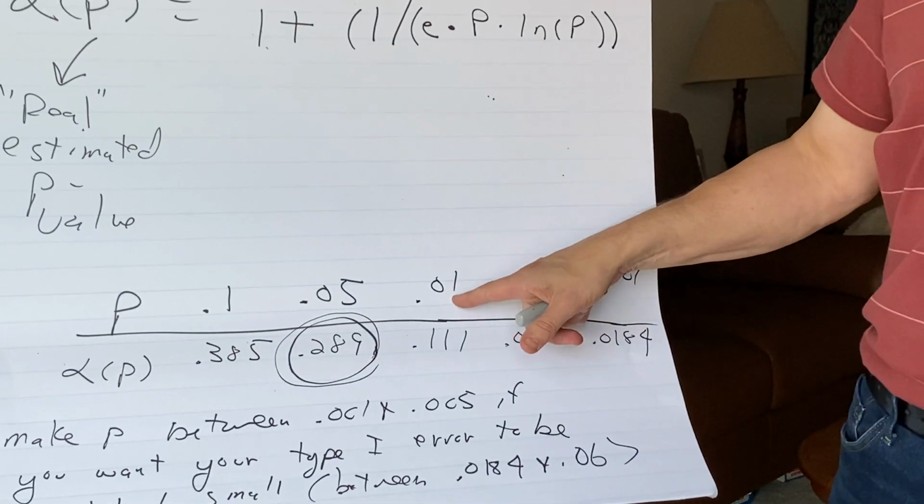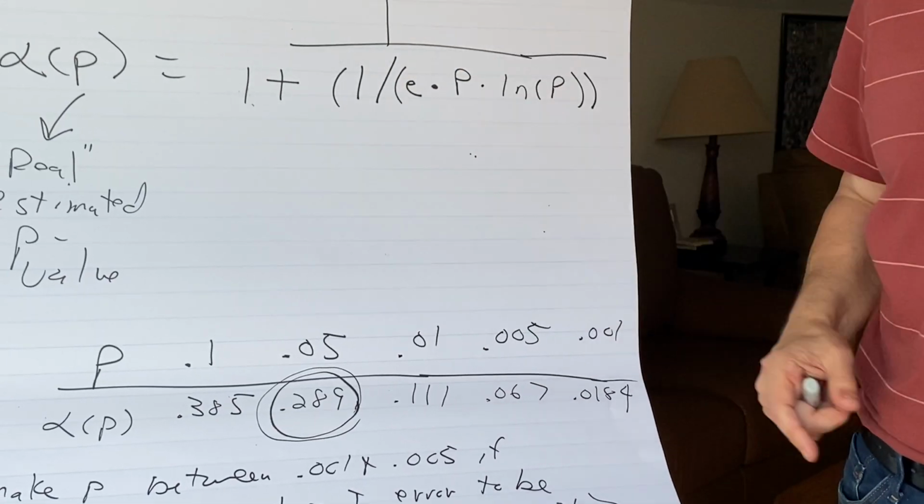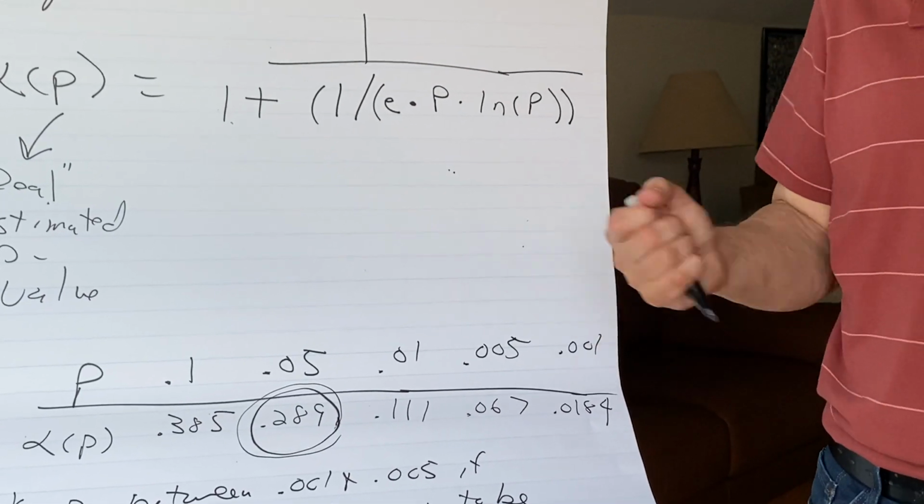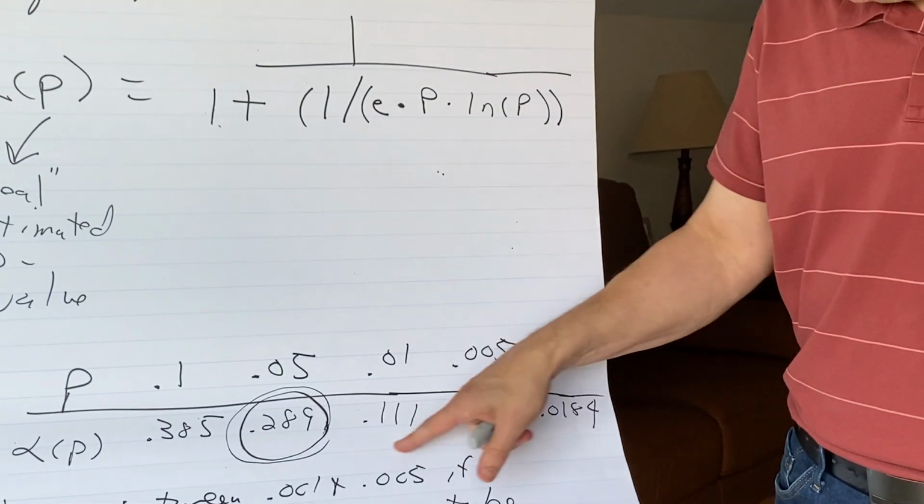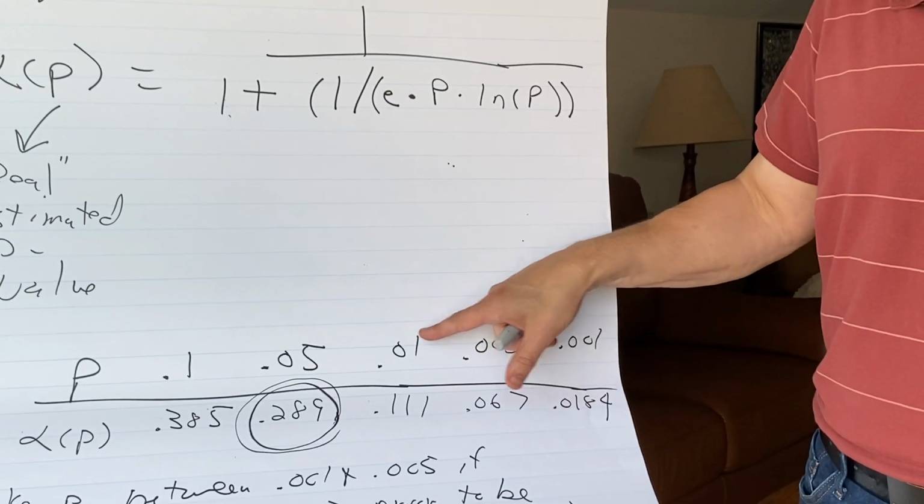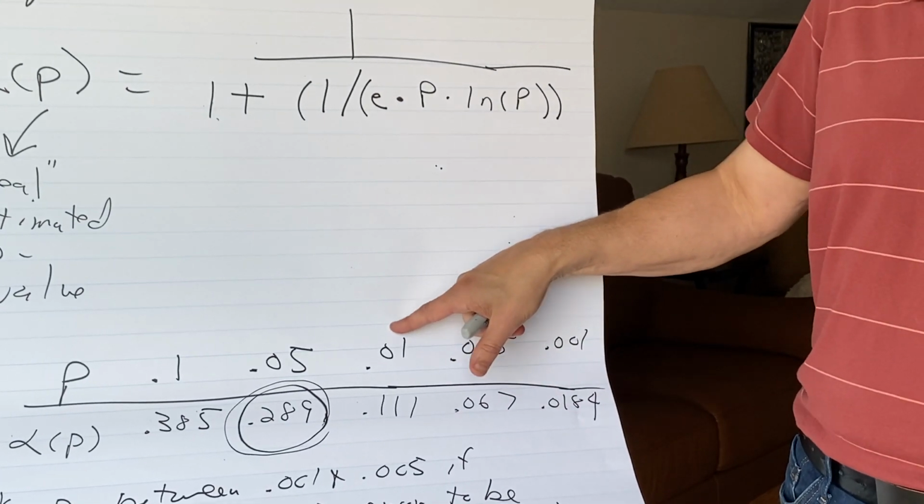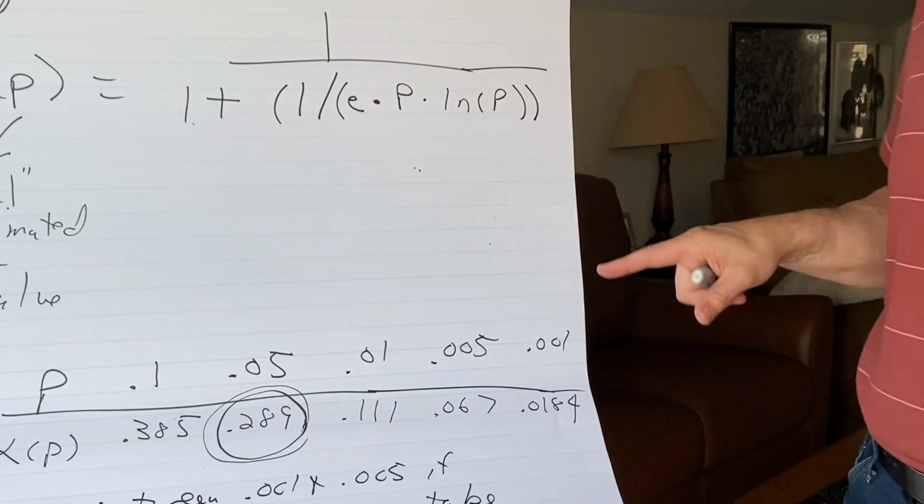If your p-value is 0.01, that seems to be relatively small, right? If you've done these hypothesis tests, 0.01, oh, that's pretty low. Well, not so fast. This equation would say about 0.111. So you're intending to make a mistake only 1% of the time. You're actually making a mistake 11% of the time.